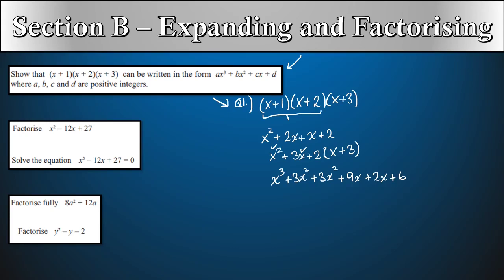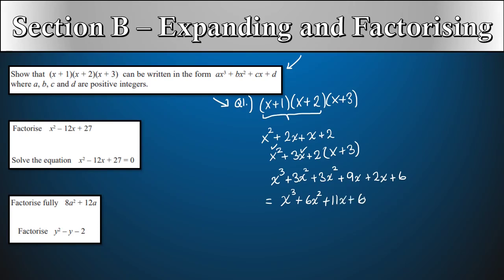Okay, so we've expanded everything so far. All we need to do now is collect everything together. So we've only got 1 x cubed here. There's no other x cubed terms, so that will just simply be x cubed. I've got a 3x squared here, I've got a 3x squared here, and no more x squareds remaining. So in that case, simplifying these two parts here, I'm going to get 6x squared. 9x plus 2x, that'll simply give us 11x. And we've got the plus 6 at the end.